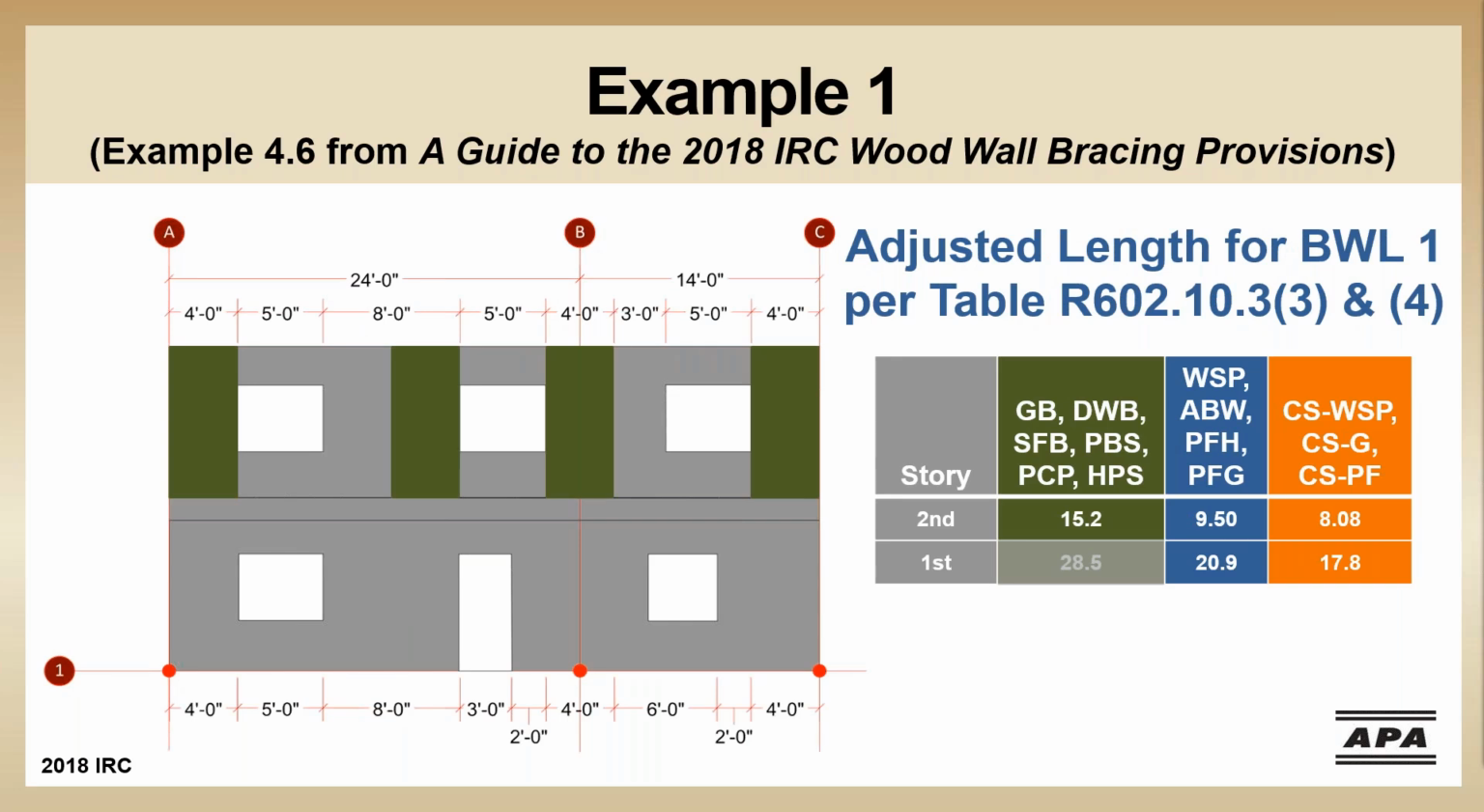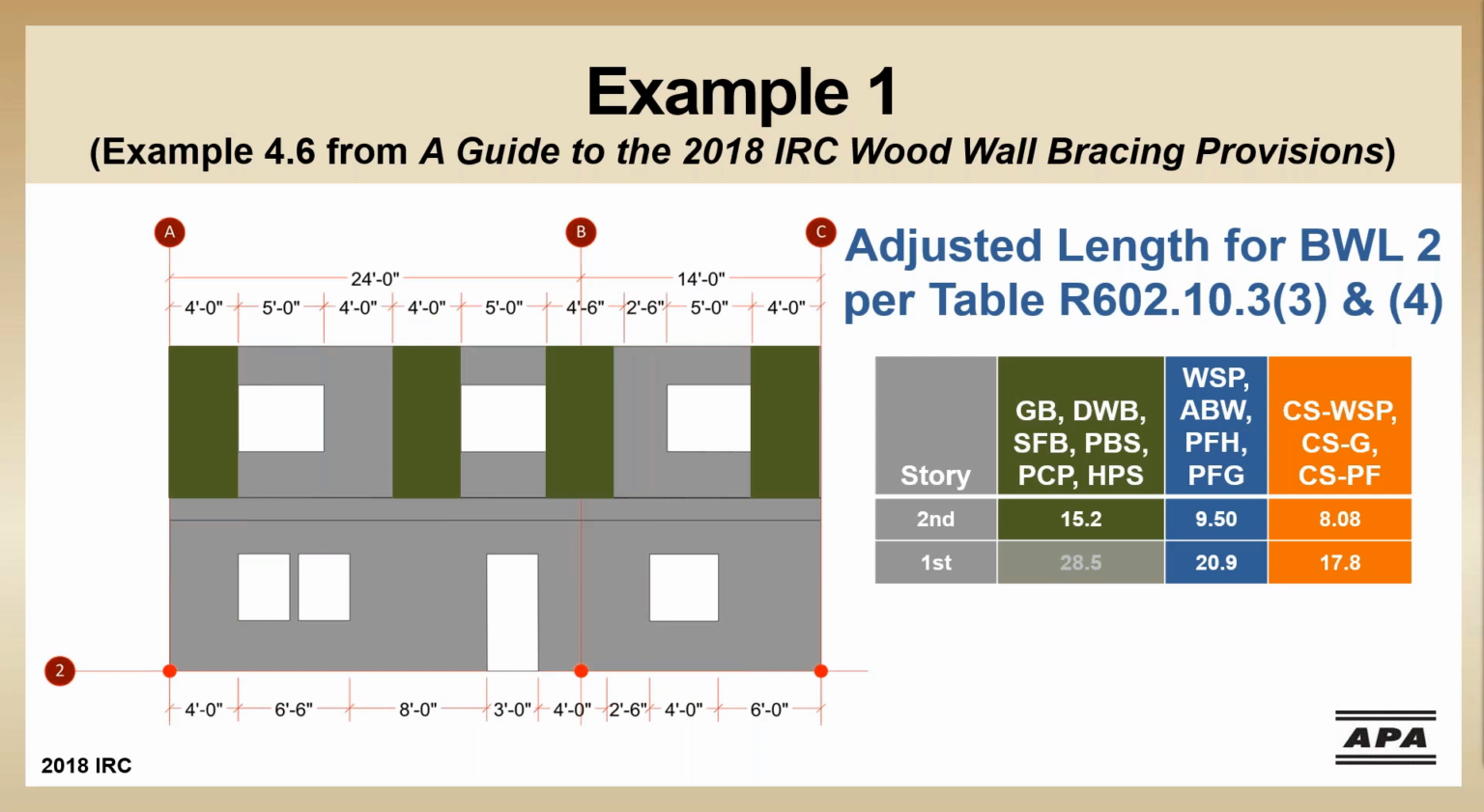The available wall length at braced wall line 1, again, ruled out the methods in the first column at the lower floor, but the methods in the second column would look something like this, and methods in the third column would look like this. Again, no braced wall panels overhanging openings, and we're going to check our last braced wall line.